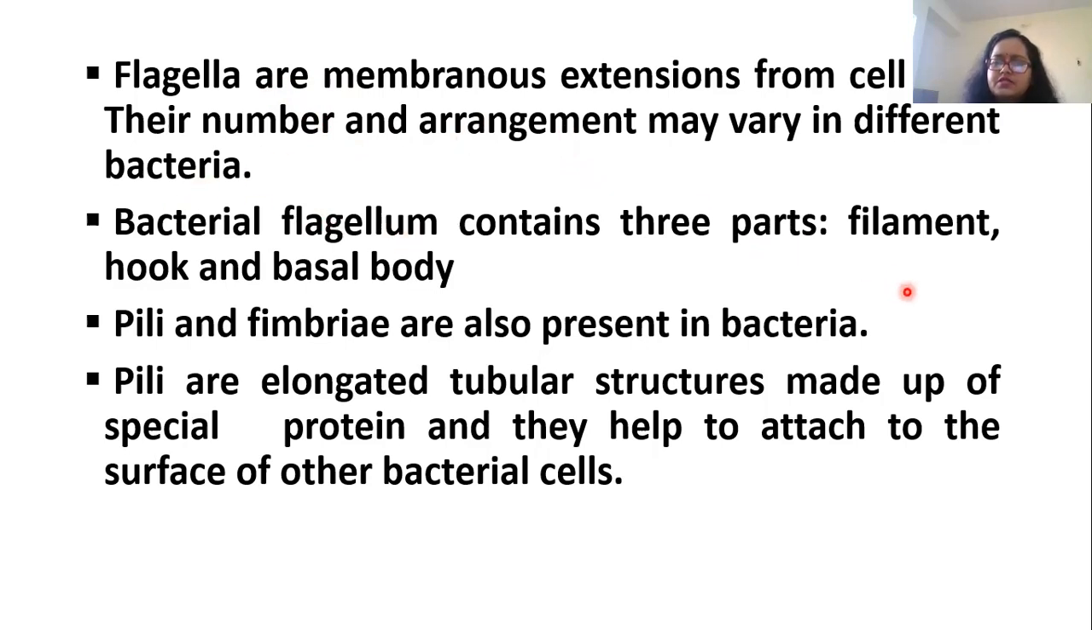Bacterial flagellum contains three parts: filament, hook, and basal body. Pili and fimbriae are also present in bacteria. Pili, we have seen, are elongated tubular structures made up of a special protein, and they help to attach the bacterium to the surface of other bacterial cells. In the conjugation process, when genetic material is transferred from one cell to another, these pili act as sex pili. So they help in the transfer of that genetic material.